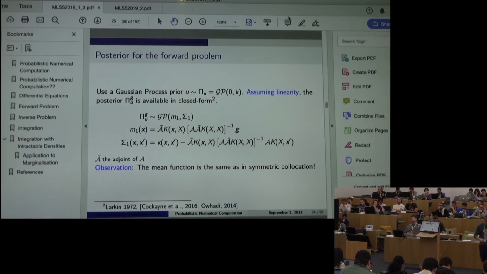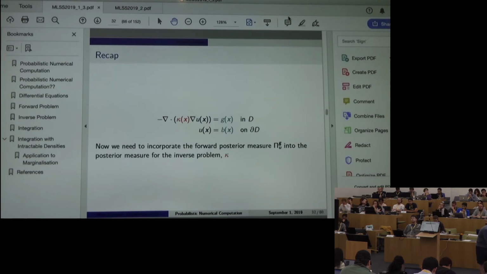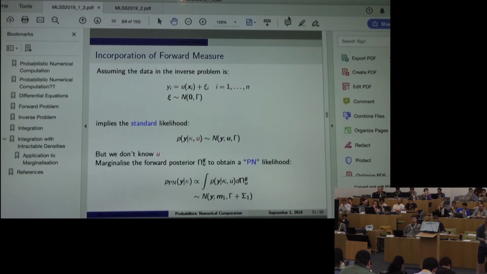And what's kind of nice about this is immediately you can see that now the probability for the data given kappa is equal to this, and you can immediately see that the variance or the uncertainty now takes into account not only the uncertainty associated with the data, but the uncertainty associated with the numerical solution of U.